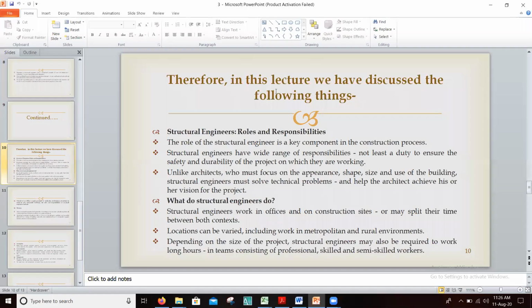So therefore, in this lecture, we have discussed mainly what is a structural engineer, what are the key aspects, what are the key skills he must have to execute a project properly, and what is the purpose of a structural engineer. So I hope all of you can clarify your doubts about structural engineers, about their skills, about their requirements, about their purpose. And finally, we can say that the role of a structural engineer is a very key component in the construction process.